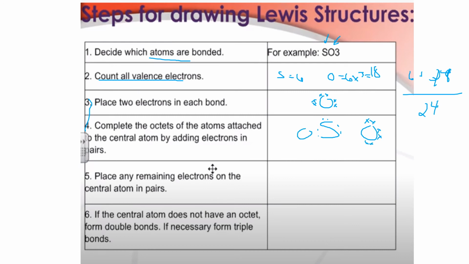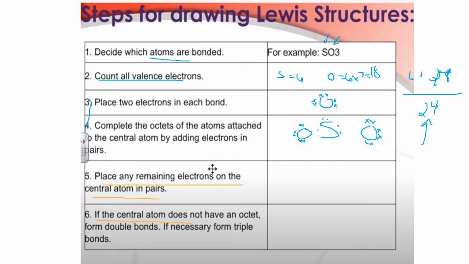Sorry, my X's aren't that great. And there we go. And we've now completed our 24 electrons. So our 24 valence electrons have been done. So place any remaining electrons on the central atom. We don't have that in this example.